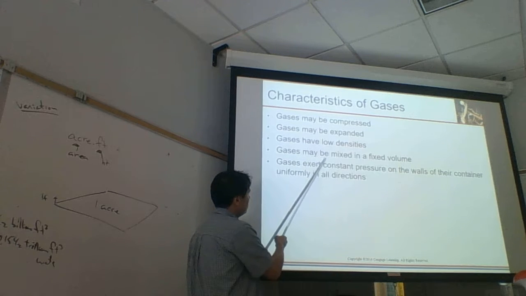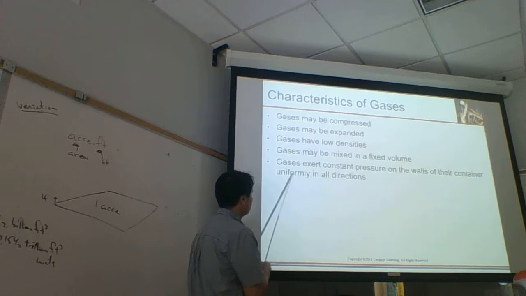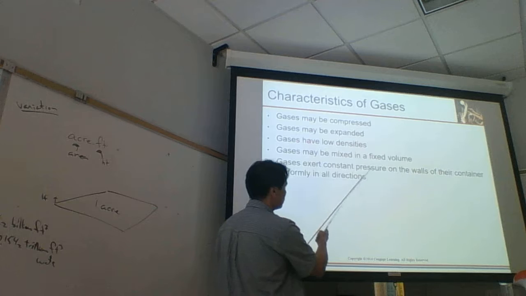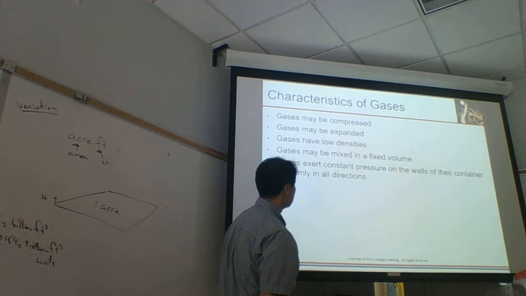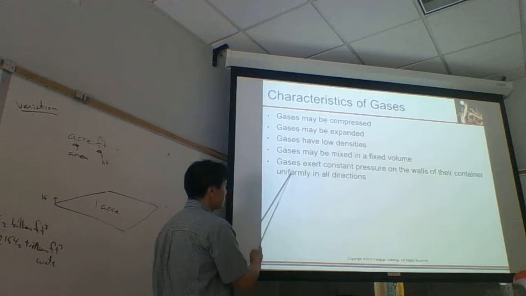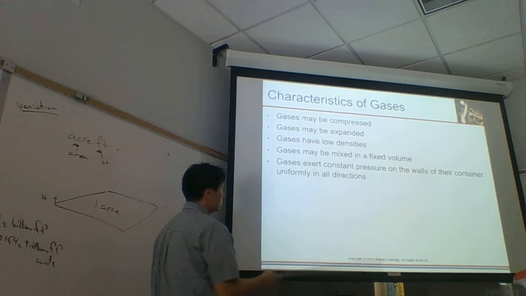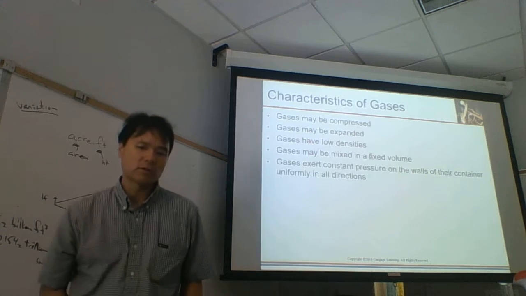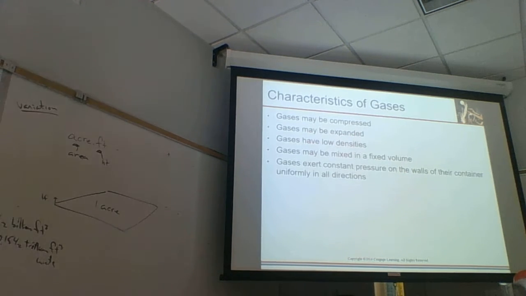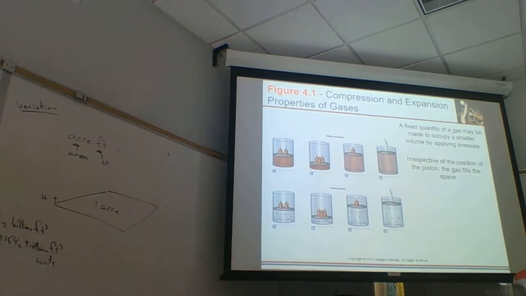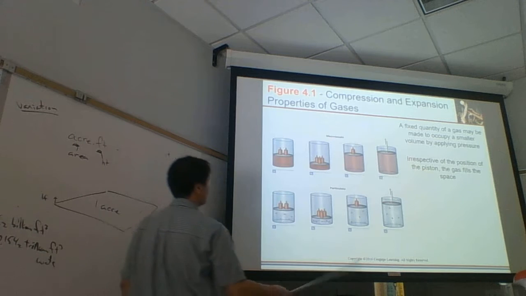Gases may be mixed in a fixed volume, whereas liquids can't be mixed in a fixed volume. You know, the volume would increase if you mix 2 liquids. Gases exert a constant pressure against the walls that's going to be uniform. So that was the earlier question about gases. And so here's how we can visualize that. So gases can be compressed.